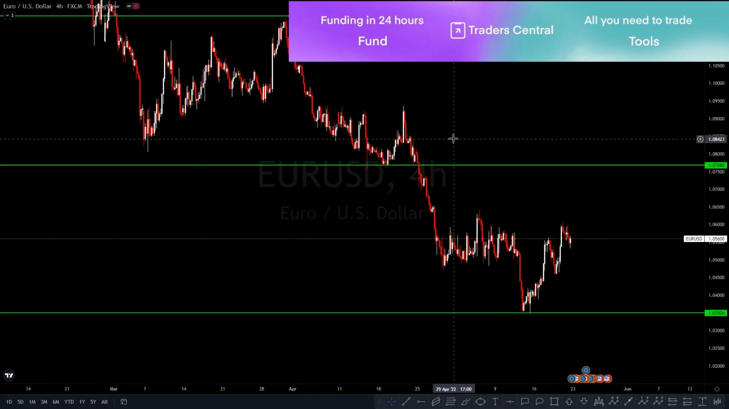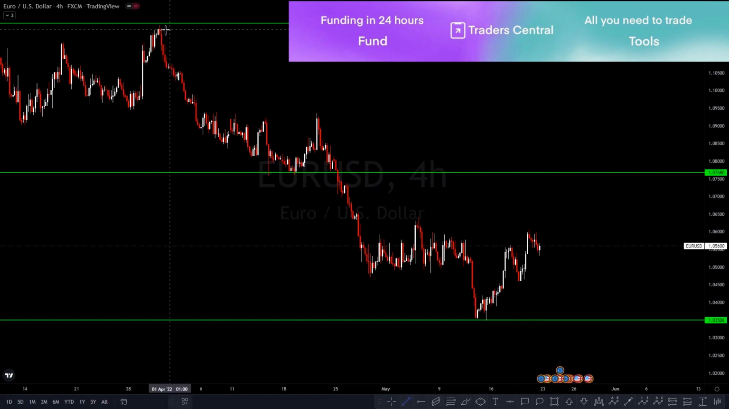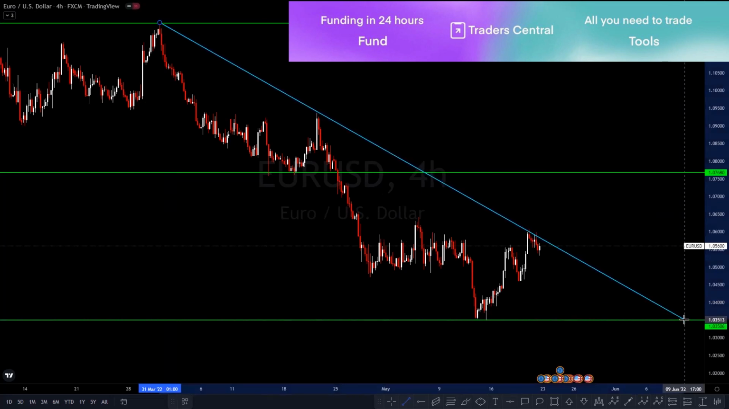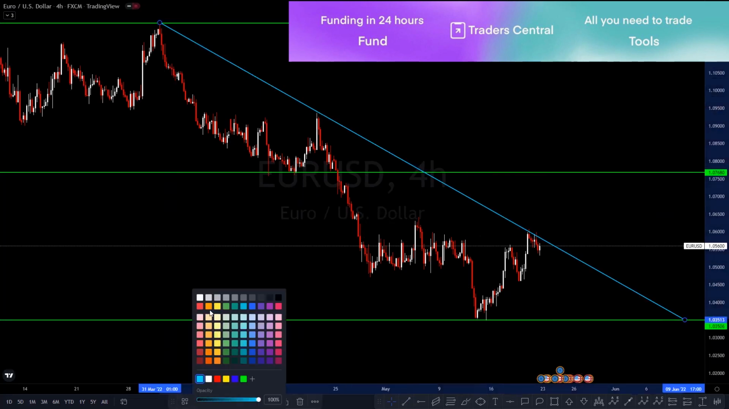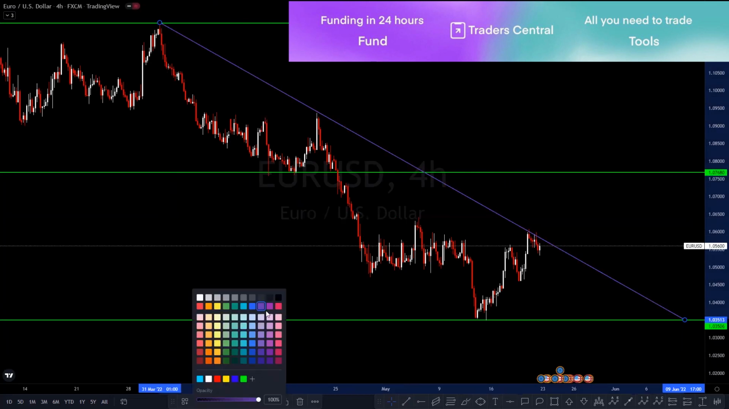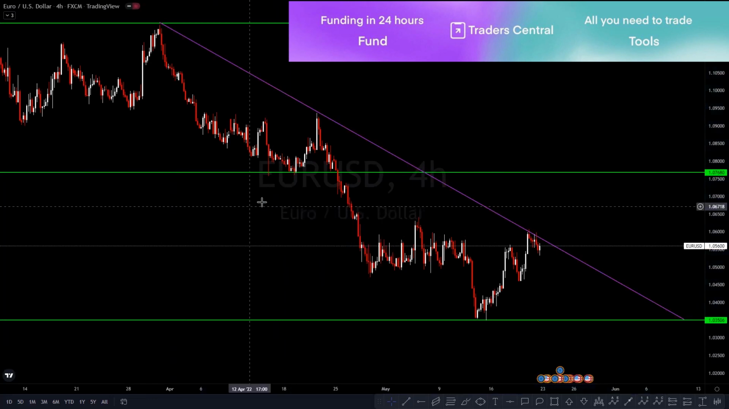So the next thing that we're going to be doing on this 4-hour time frame is let's put our trend line. So our trend line is going like this, guys. You all can see that's how our trend line is on this particular time frame, being the 4-hour time frame, right? So that's the trend line.